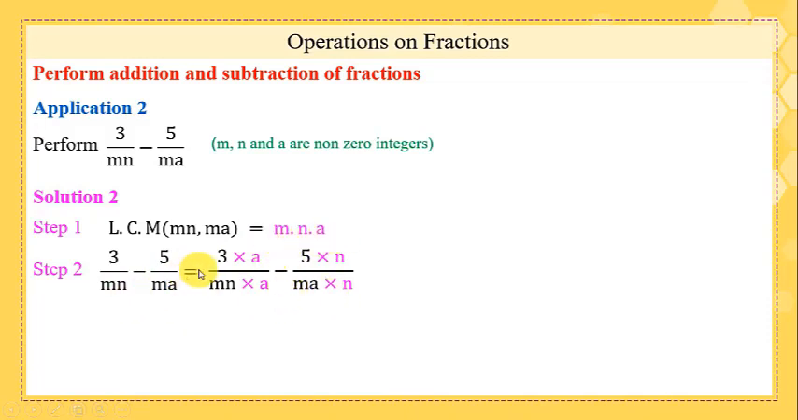So it will be equal to 3 times a over mn times a minus 5 times n over ma times n. Last step is to subtract the numerators: 3a minus 5n over mna. You can notice that these two monomials are unlike, so we can't subtract them.